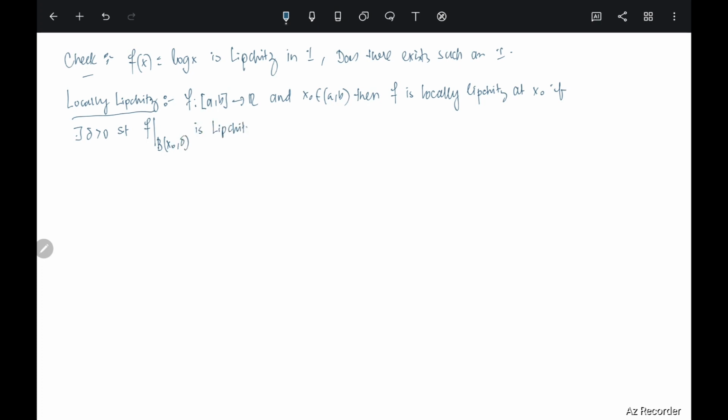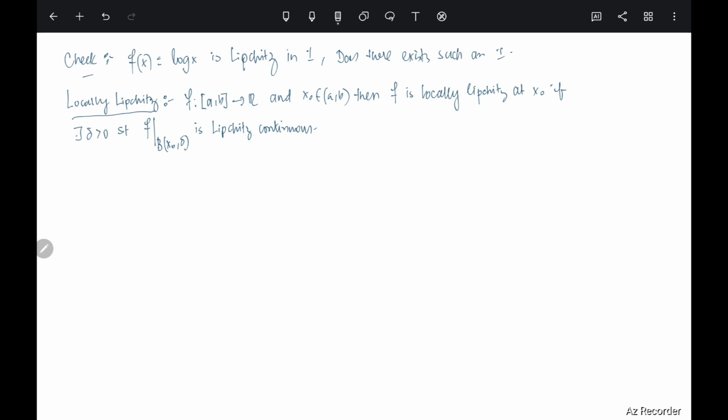So essentially what I meant by this is, if you start with x naught, you need to have x naught minus epsilon and x naught plus epsilon. Let's say some interval should be there, which is of course contained in (a, b). In that interval, if you restrict f, it should be Lipschitz continuous, right? Okay, so that is there. I hope the concept is clear, right?